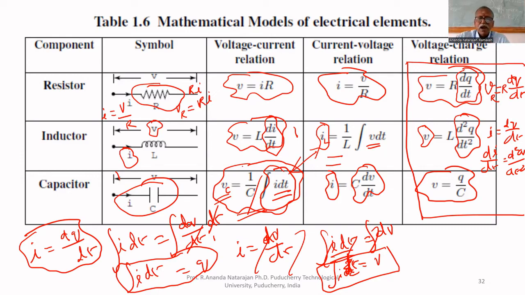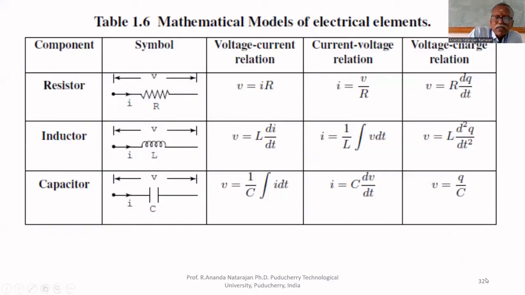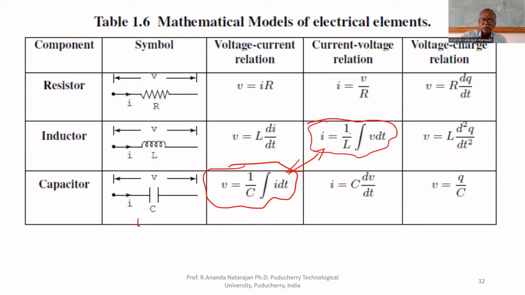You can easily remember. And we know that this also you can easily get. If you differentiate on both sides, what will you get? So you can easily remember this. So from that you can identify this. Replace V, I by I, V; 1 by C by 1 by L; I dt by V dt. That's all, you can easily remember.